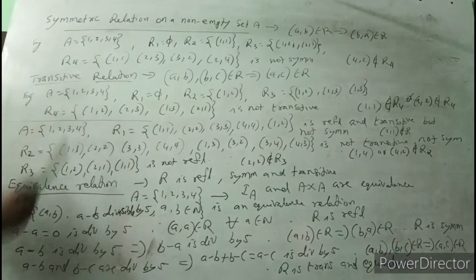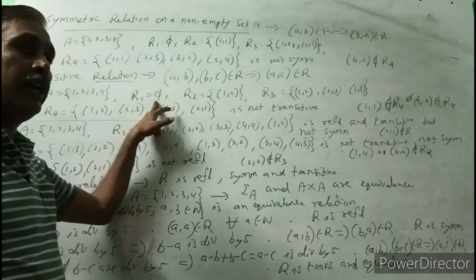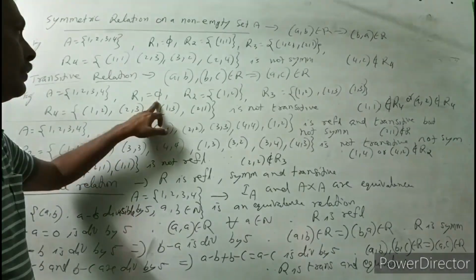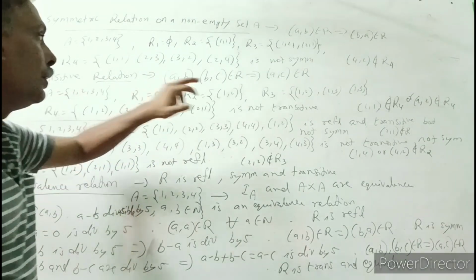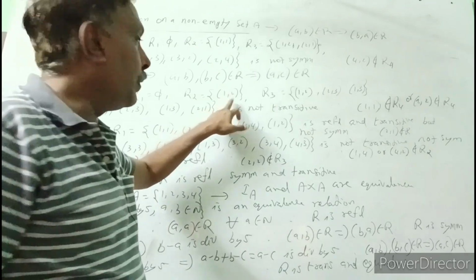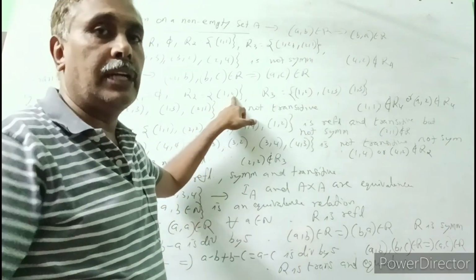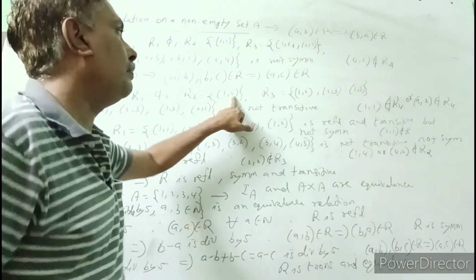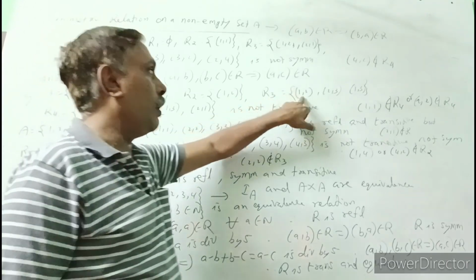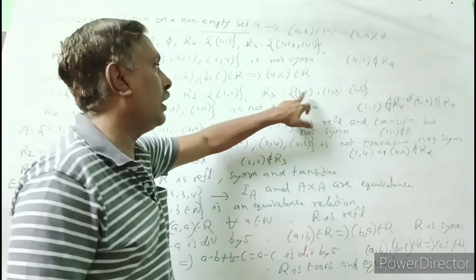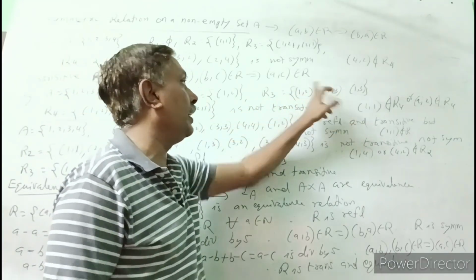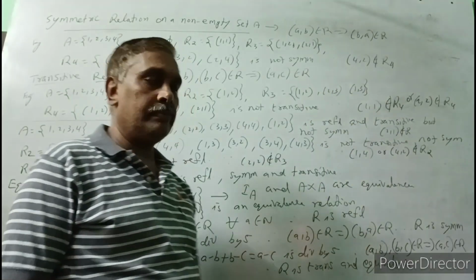Example: A is equal to {1, 2, 3, 4}. If we are writing R1 = {(5)}, not a problem. It is transitive, symmetric also, transitive also. If we are writing only (1,2), not a problem, because 1 is ending with 2, and no element is starting from 2. But here you see R3: (1,2), (2,3). 1 is related to 2 as well as 2 related to 3, so 1 must be related to 3.